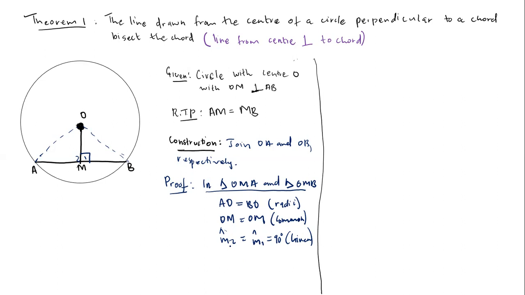So we can say, therefore, that triangle OMA is congruent to triangle OMB. Remember, this is for congruency. And therefore, what is the reason? You also give the reason. For OMB, here it's supposed to be M.